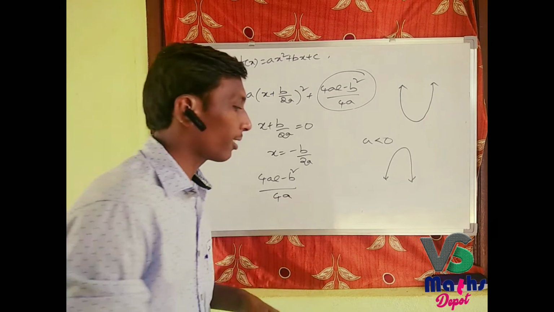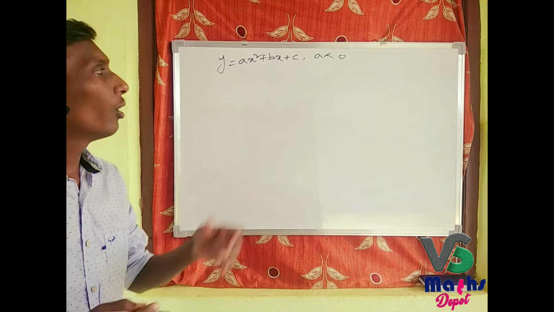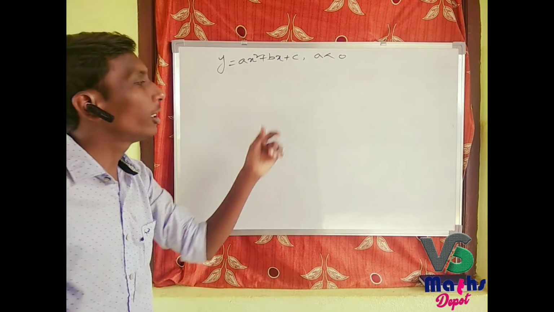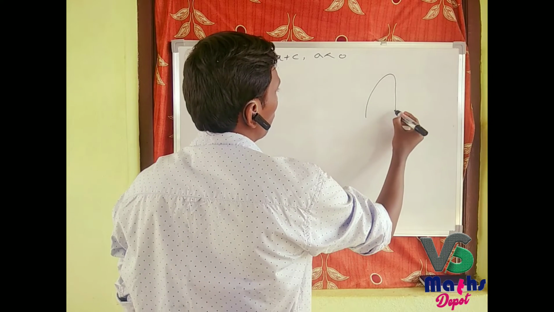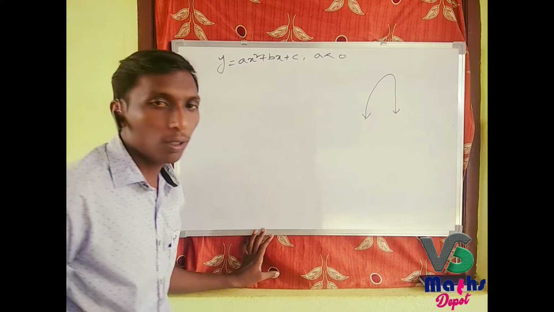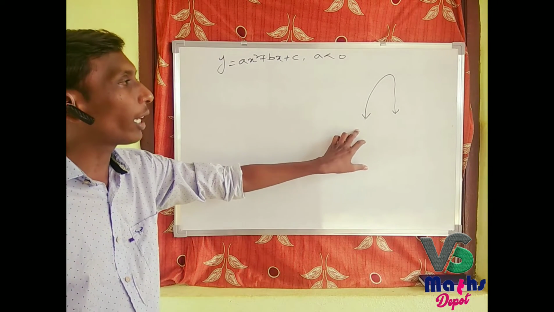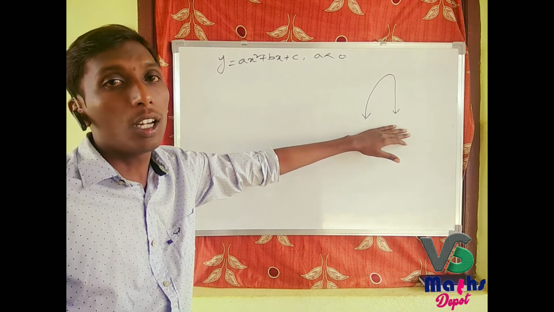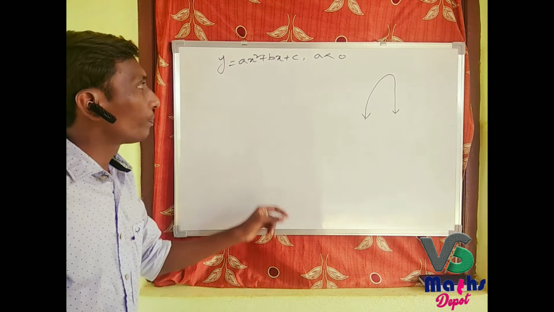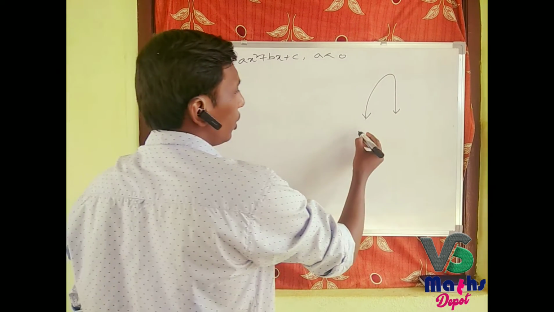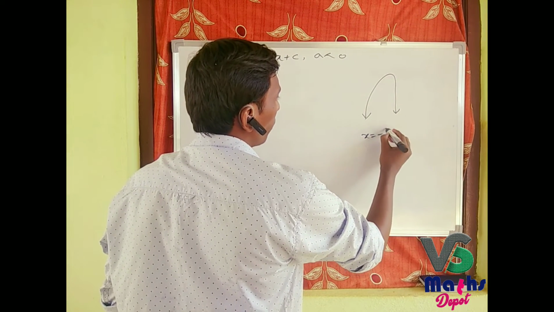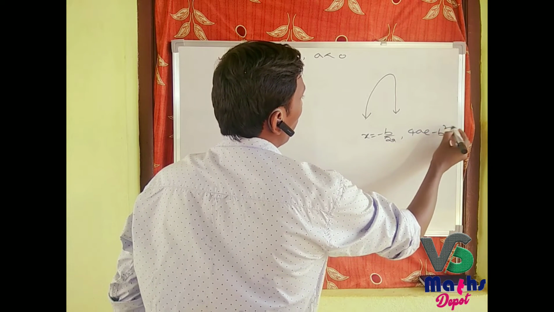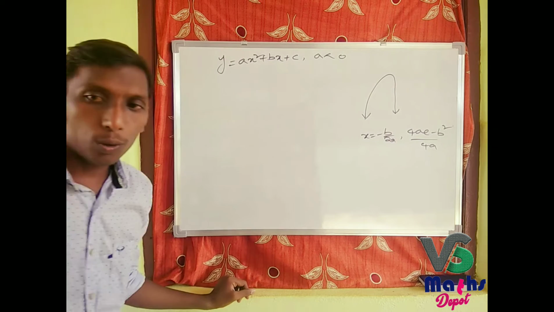Let us discuss this case. y equals ax square plus bx plus c is a given quadratic expression when a is less than 0. The graph of the quadratic expression will be like this. Therefore, we can find the maximum value of this quadratic expression but not the minimum value. So, the maximum value occurs at x equals minus b by 2a only, and the maximum value is 4ac minus b square by 4a. Let us try to prove this.